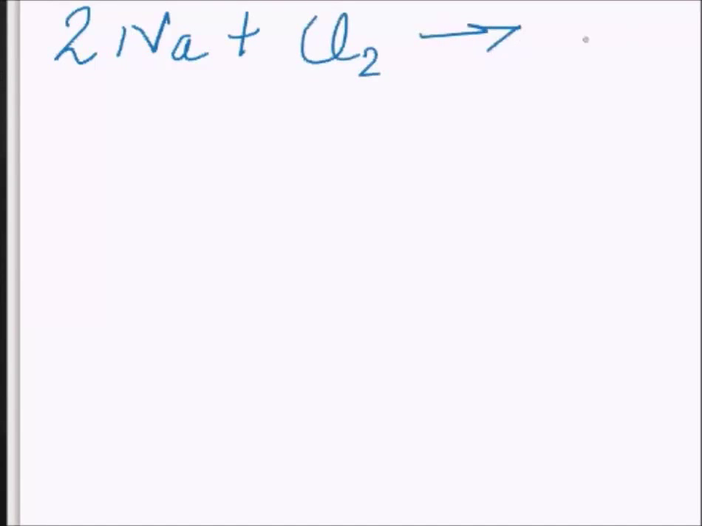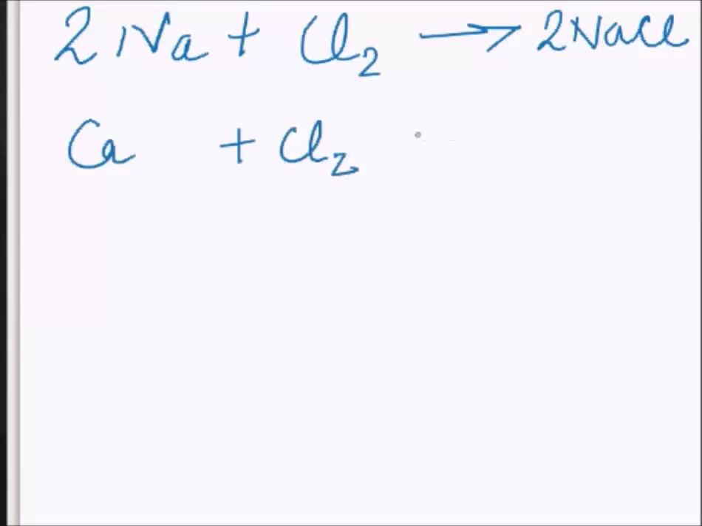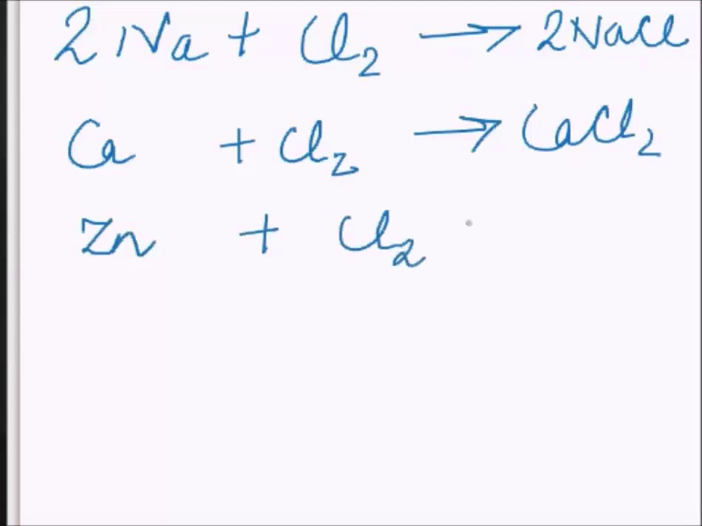First with sodium. 2Na, when it reacts with chlorine, it will form 2NaCl. This is sodium chloride. Now for calcium, when calcium reacts with chlorine, calcium chloride is formed, CaCl2. For zinc, when it reacts with chlorine, ZnCl2 will be formed. This is zinc chloride.